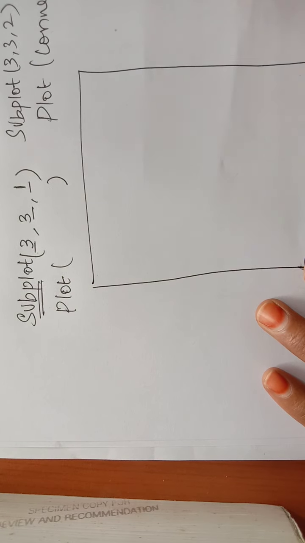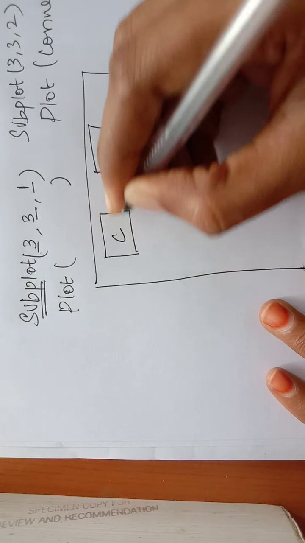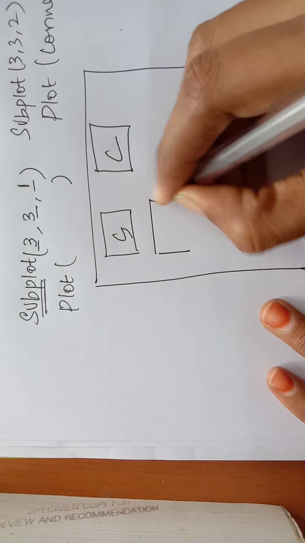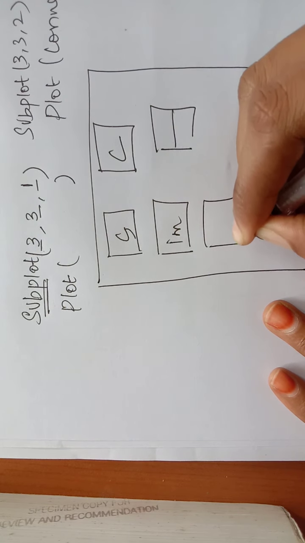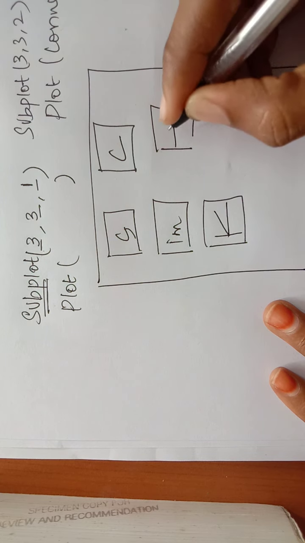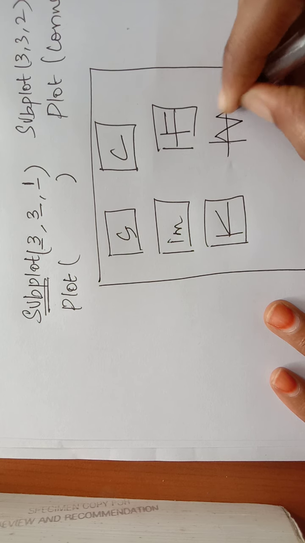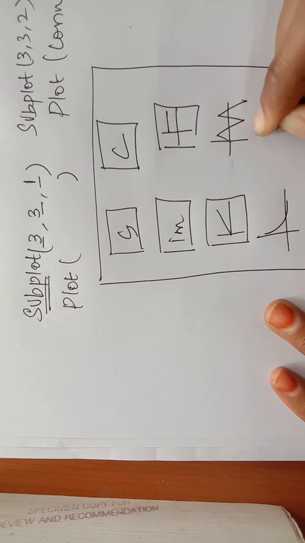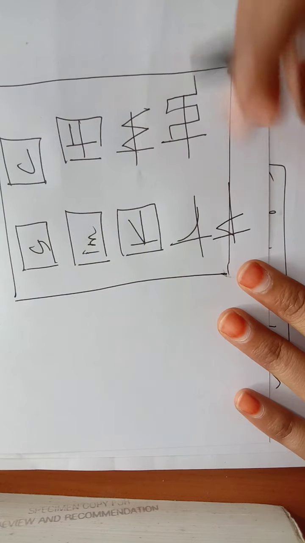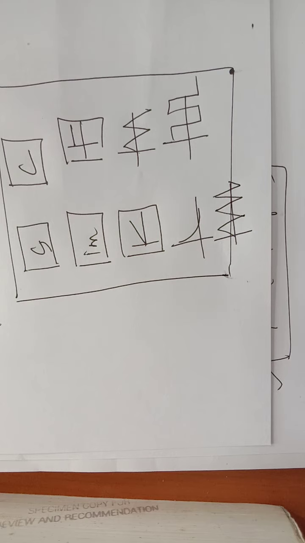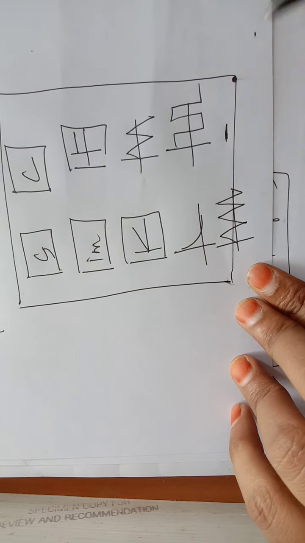If I use it like this, first here sine, cosine, impulse, then step, then ramp, then triangular, then exponential, here square, here sawtooth. Like that also I can generate it. Here I have only nine signals, so here there is no signal available.